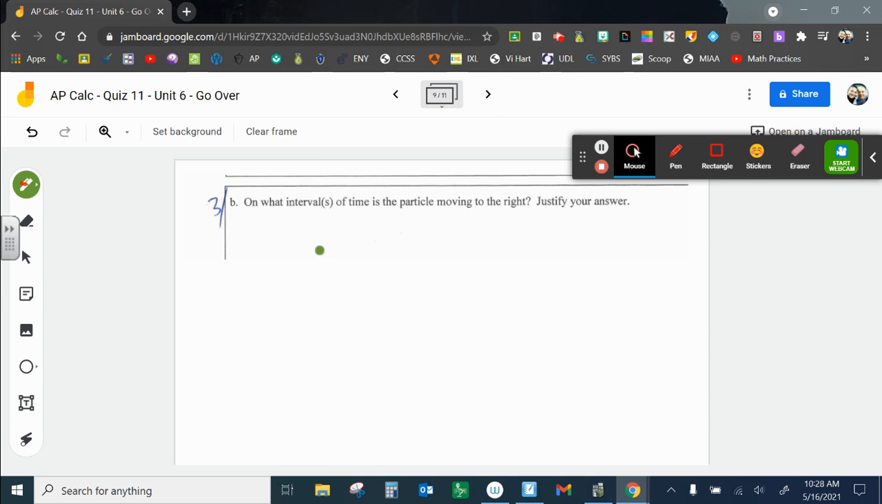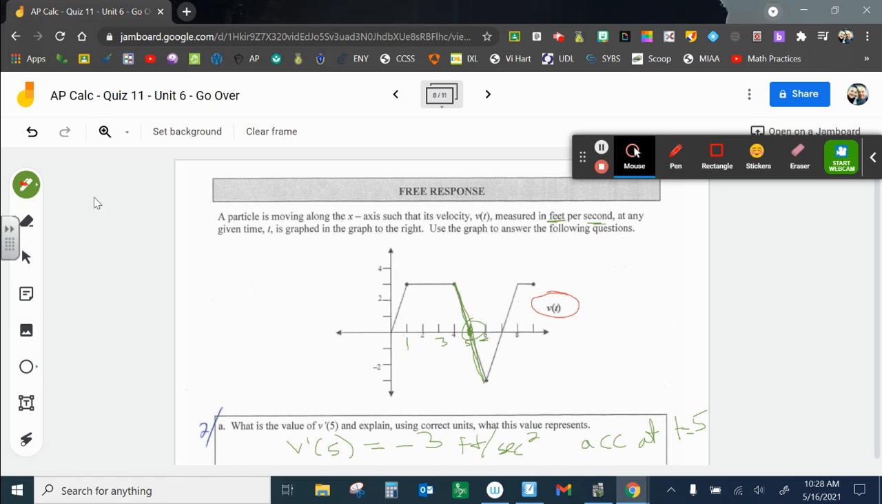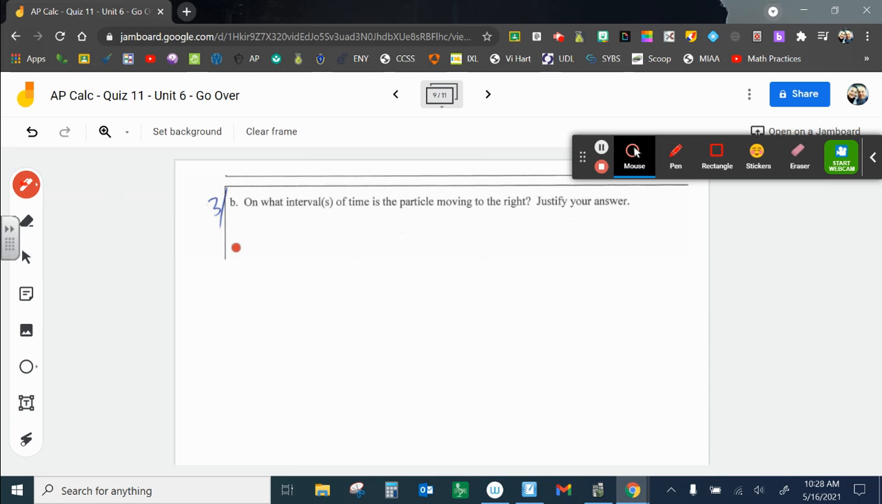So on what time interval, if any, is it moving to the right, and justify your answer? Well, I know it's moving to the right whenever velocity is positive. So it's positive here, here, and here. So from 0 to 5, and then again from 7 to 9. So we know it's moving right on 2 different intervals. 0 to 5, not including the 0 and 5, and 7 to 9.